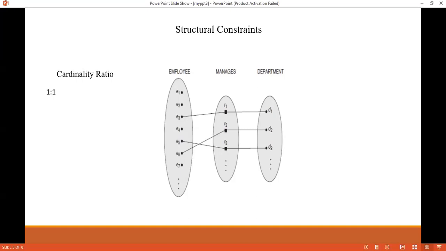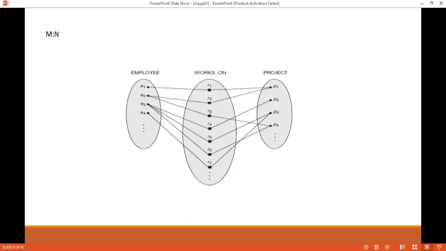If we have understood cardinality ratio 1:1, let us proceed further to understand the M:N cardinality ratio. Right. So employee E1 can work on many projects. So this side it is N. One employee can work on many projects. One project can be handled by many employees. Isn't it true, my dear friends? Yes, of course it's true.